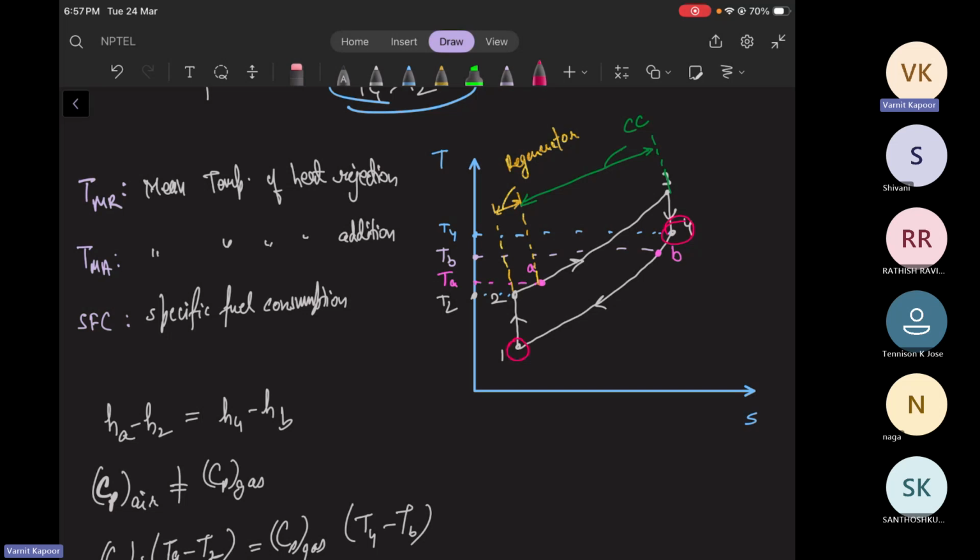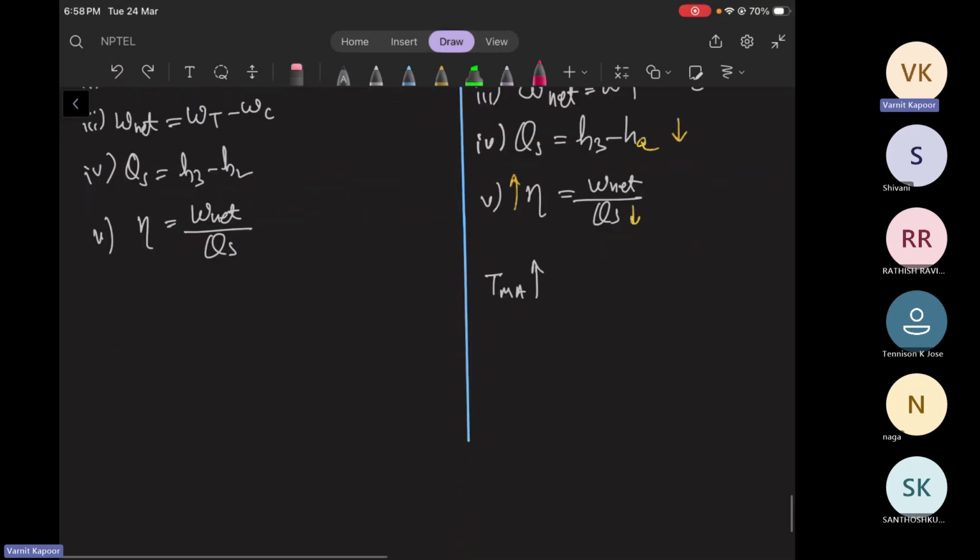Now, after regeneration, rejection is happening from B to 1. So let us say B is at 300 and 1 is at 50. And 300 plus 50, that is 350, which gives 175. Now your mean temperature of heat rejection has decreased. So the mean temperature of heat rejection decreases.